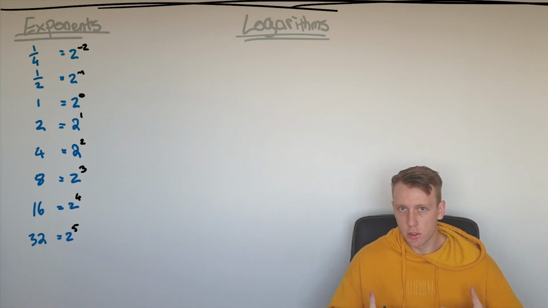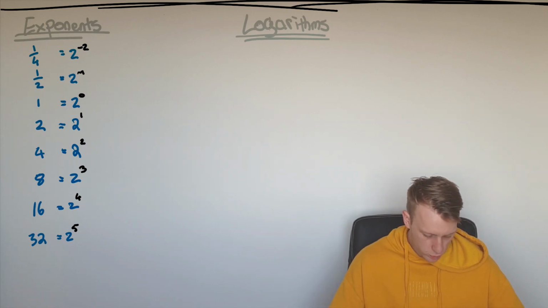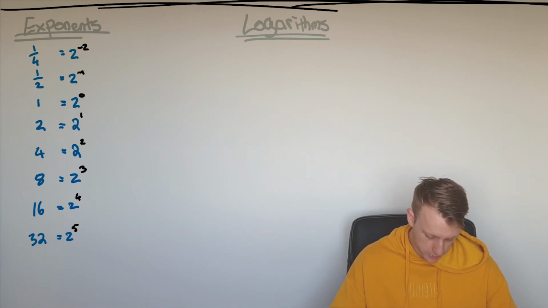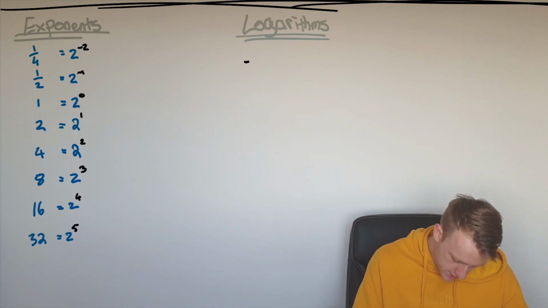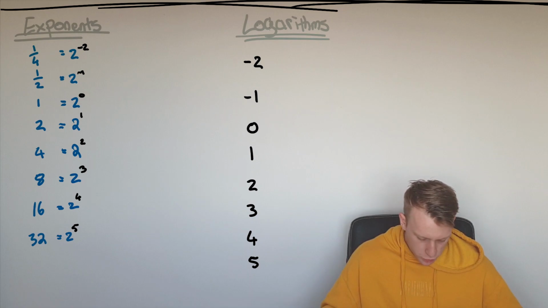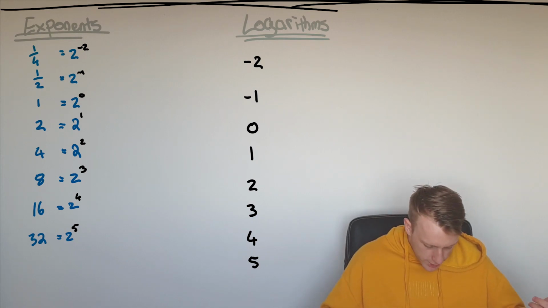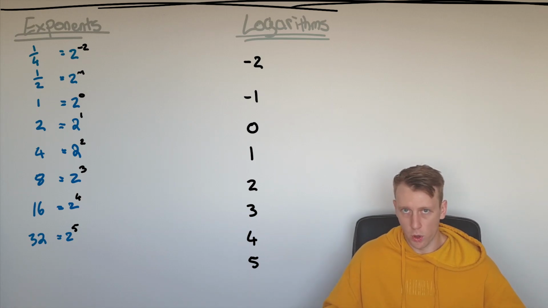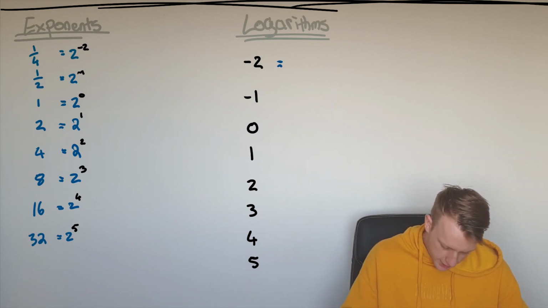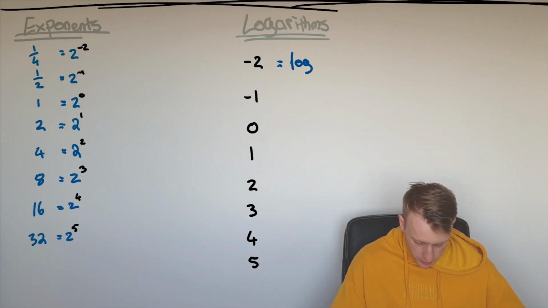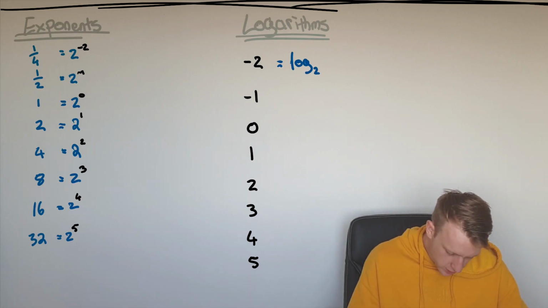Now we're introducing logarithms, and in order to explain this, I'm going to have a look at the powers of those exponents. I'll write those down: -2, -1, 0, 1, 2, 3, 4, 5. And I'm going to explain how the logarithms work. With logarithms, we'd say it's equal to the log, and our base number here that we chose was 2, so it's a log base 2.